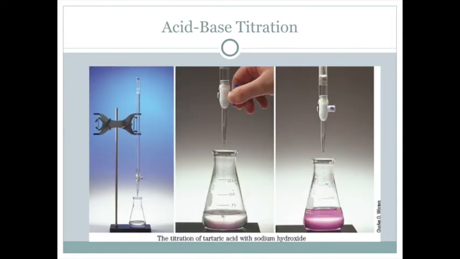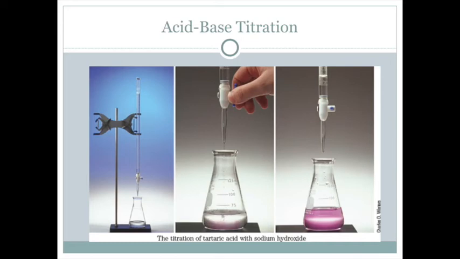So basically, the goal here is to get this faint pink color, because if I have a clear solution, that means I have more acid than I have base. If I have a hot pink solution, then that means I have more base than I have acid. So if I want to get stoichiometrically the same amount of acid and base, then I need to have this faint, very faint pink color in my solution, so I don't have more acid or more base. It's not super easy to do, but it is possible.